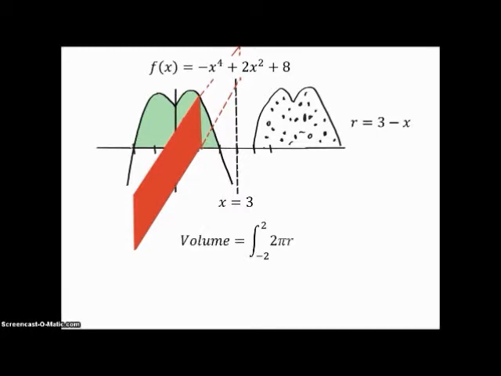And so now we have our volume equal the integral from negative 2 to 2, which are the x-intercepts. That's the region goes from negative 2 to 2. 2 pi r f of x. And in this case, we substitute 3 minus x for r. And we substitute negative x to the fourth plus 2x squared plus 8 for f, which gets really messy. So I just typed it into my calculator, leaving the pi out so that I get the exact answer. And then don't forget to put pi back at the end. So that one equals 179.2 pi.